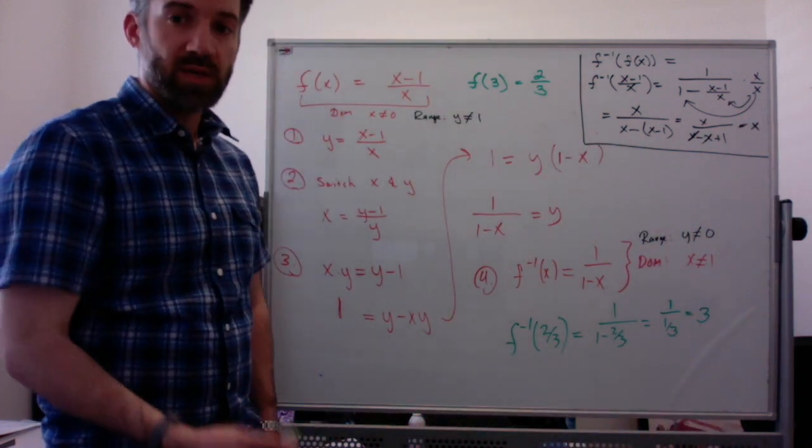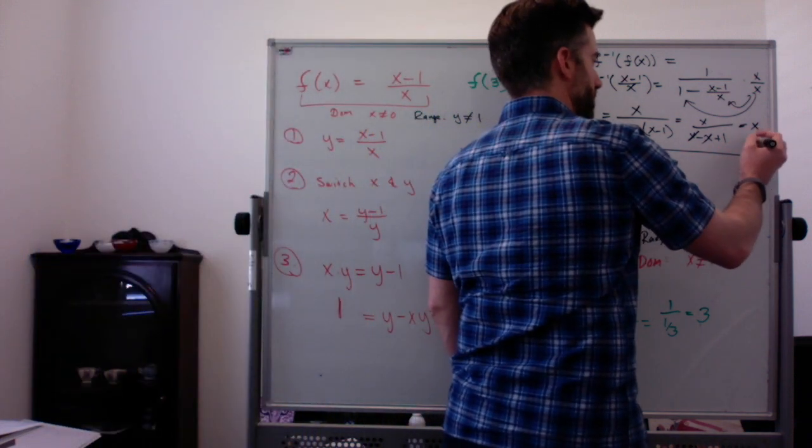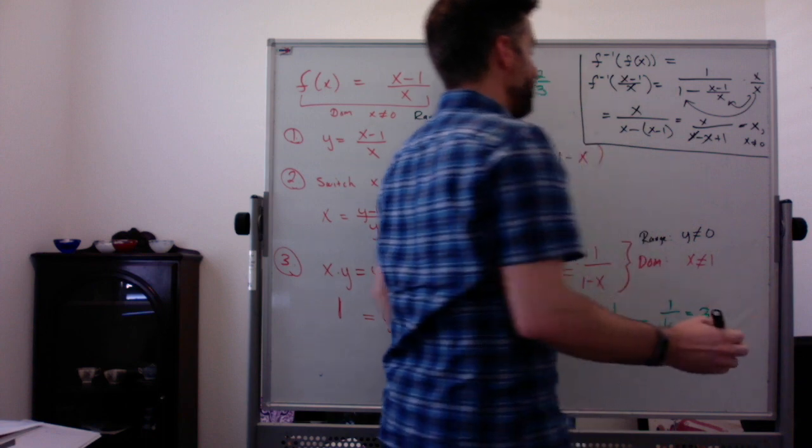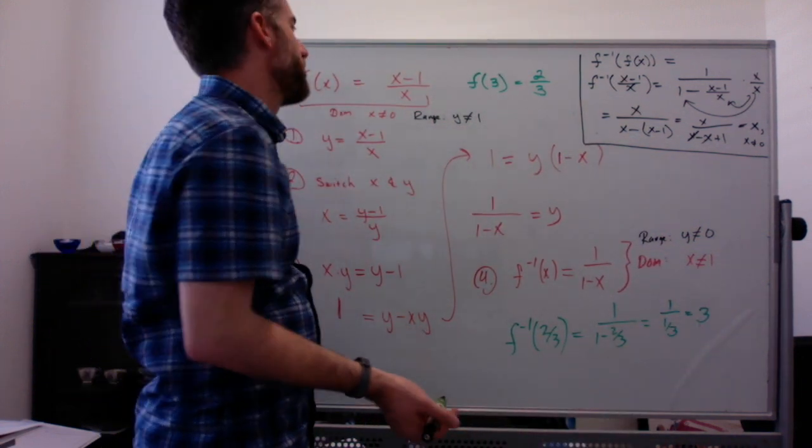So f inverse of f of x is equal to x, but it should be noted here that x can't be 0. You couldn't do f of 0 because f of 0 doesn't exist, even though f inverse wouldn't do. Let's do another example, just because these are kind of good to do.